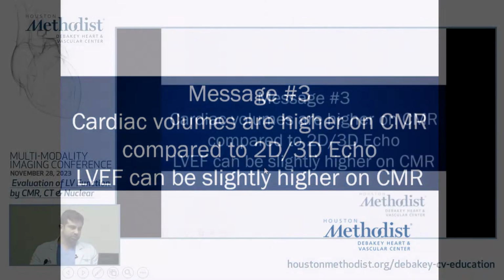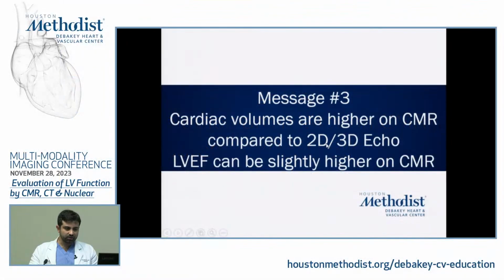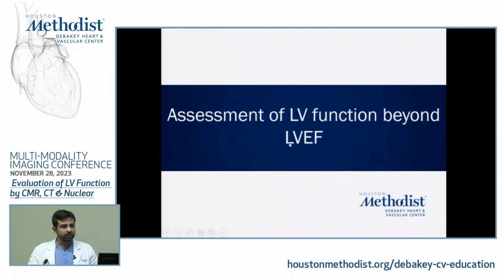So in summary for this section, the volumes are higher on MRI. LVEF can be slightly higher or slightly lower, but usually not a big difference. And then 2D stroke volume or planimetered stroke volume usually will not be hugely different, and this is obviously critical for your AR cases, your MR cases, your quantitation of shunts. So keep those in mind.